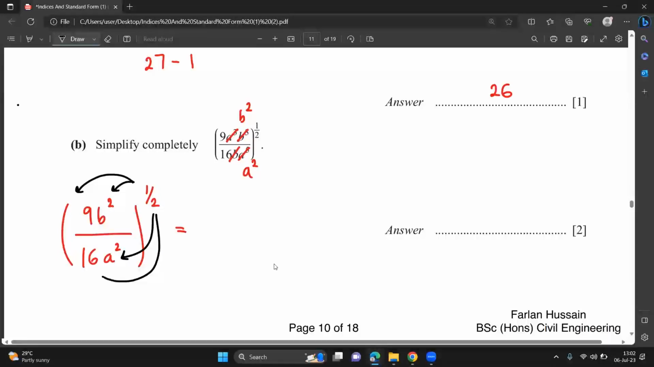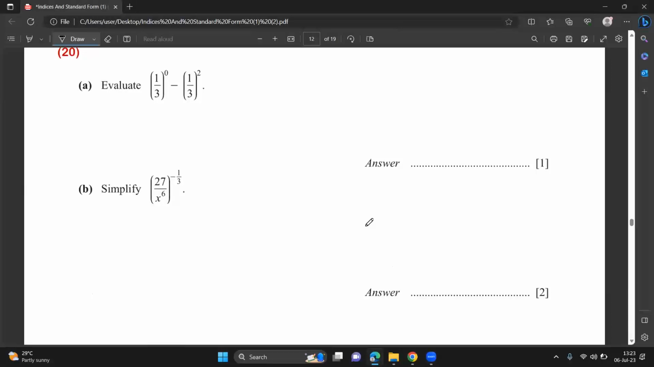It applies to how many elements this time? 4 elements. Okay, what is 9 to the power half? B. B squared into half is 16 to the power half. A squared into half. Who got this? Good job. Move to question 20, please.